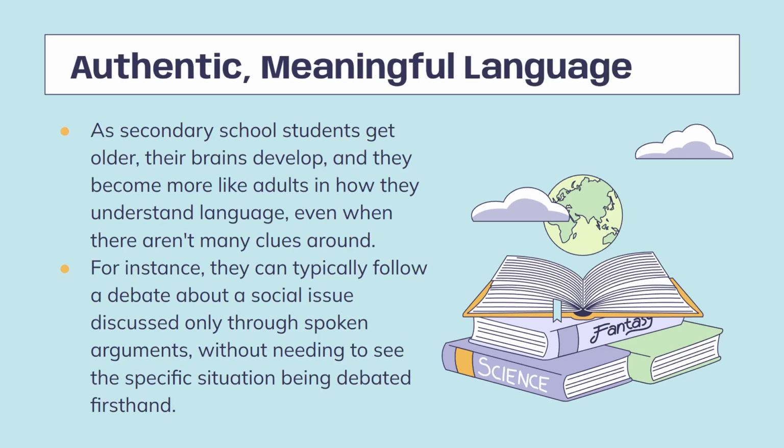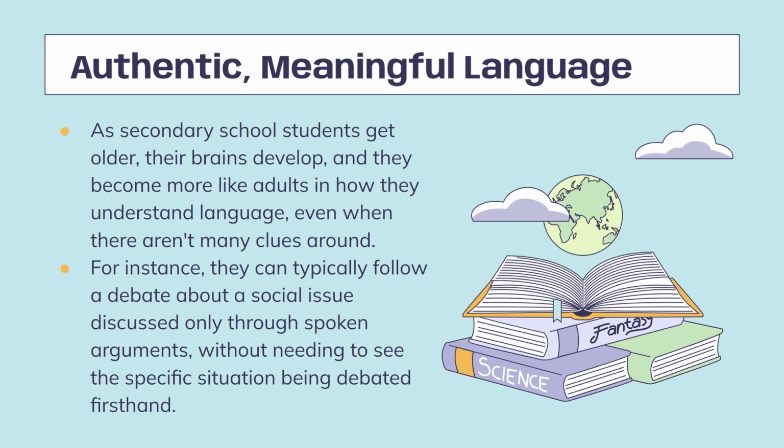The last point of teaching teens. As secondary school students get older, their brains develop and they become more like adults in how they understand language, even when there are not many clues around. Teenagers are at a stage where their thinking skills are more advanced than children. They are able to process language that is less dependent on visuals or immediate context. This means they can handle abstract ideas, critical thinking tasks, and more complex discussion in class.